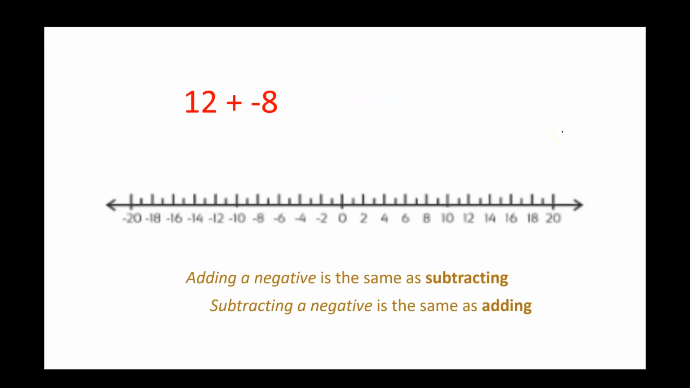Let's say we have 12 plus negative 8. Remember, adding a negative is the same thing as subtracting, so we can just pretend the plus sign isn't even there. 12 minus 8, that's 4. How about 12 minus negative 8? Subtracting a negative is the same thing as adding. Two wrongs make a right. The two negative signs become a big plus sign. 12 plus 8 is, of course, 20.